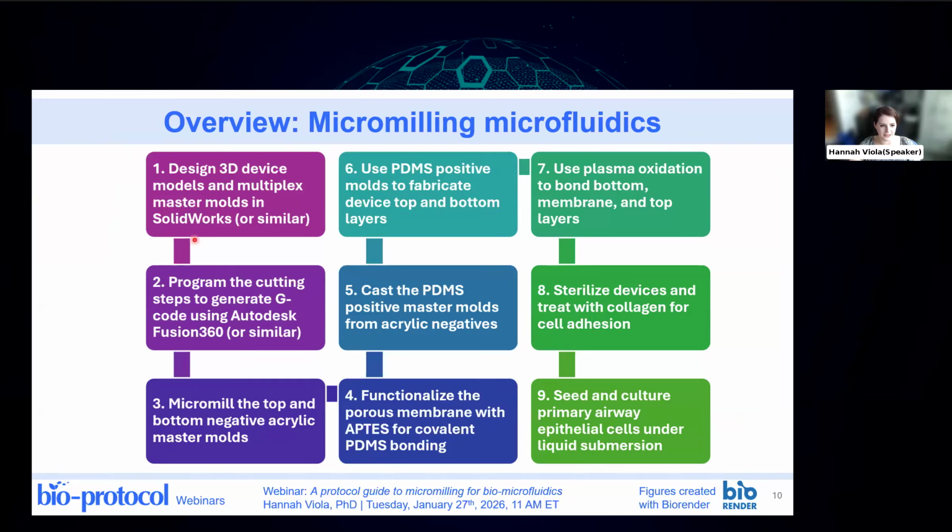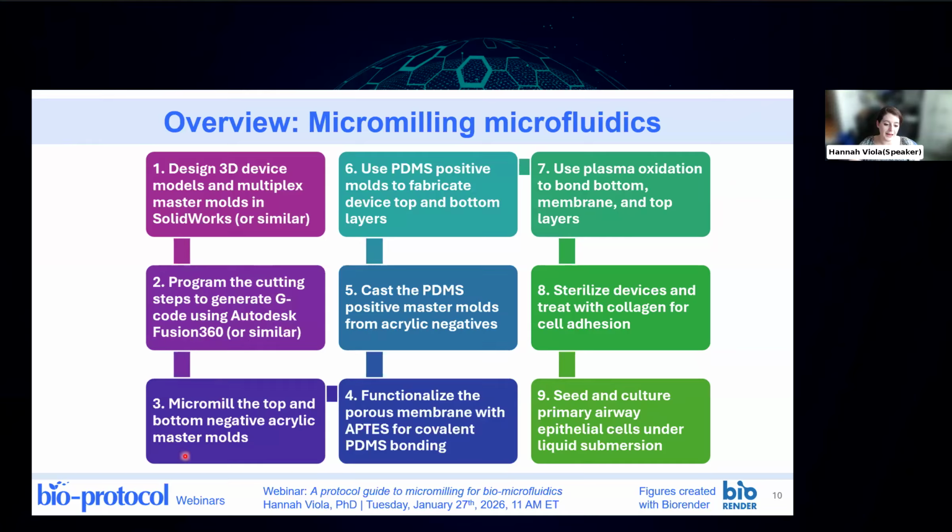So first we have to design the device. And you have to design your master mold. That's going to be in a 3D modeling software like SolidWorks. There's other ones, but the one I've used is SolidWorks. You also need to tell the machine what to do. So that's called a G code. This is a little outdated. They call this Fusion now, not Fusion 360. But you have to tell the machine exactly what to do. And that is done in a simulation that you will make in a program like Fusion.